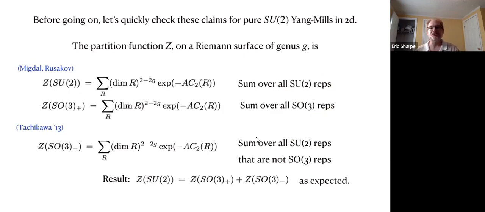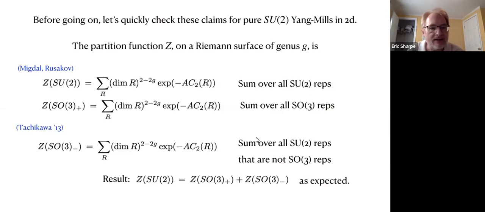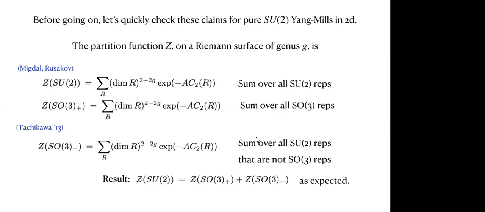So the partition function. May I ask something naive? Go for it. Yeah. So when you say instantons here, are these usual instantons classified by Chern classes, or do you need other characteristic classes when you have two groups in action?